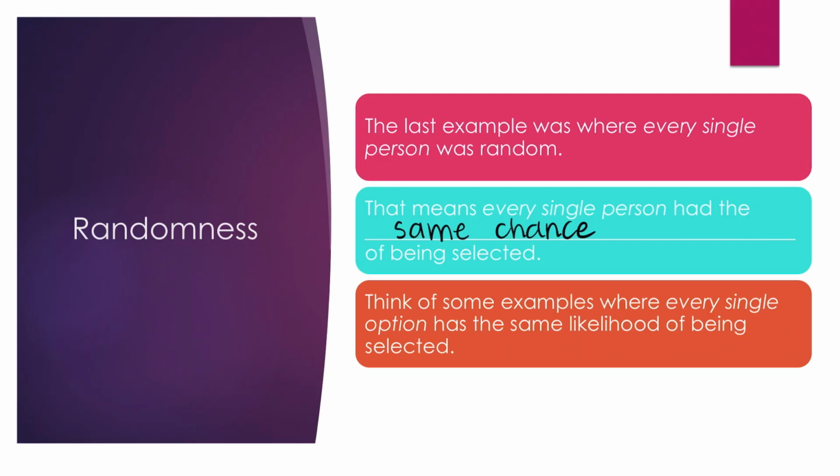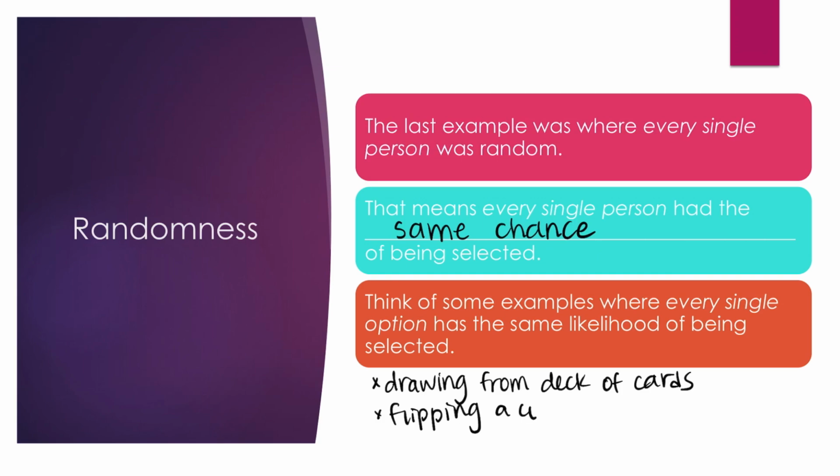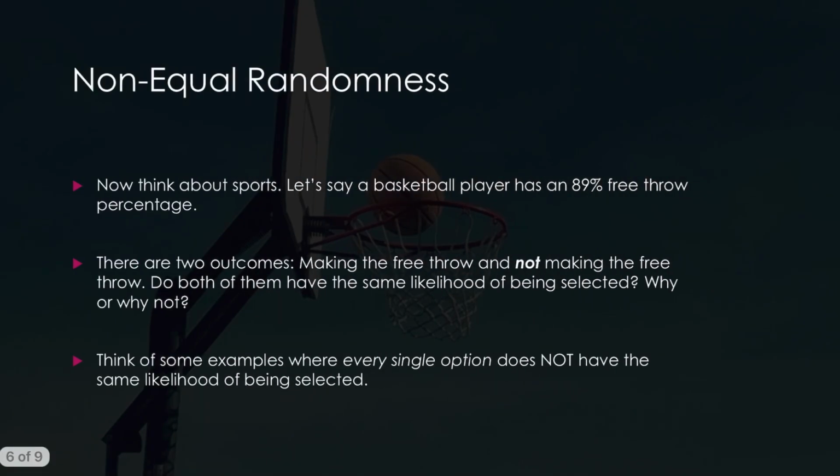So let's think of some examples where every single option has the same likelihood of being selected. Maybe like drawing from a deck of cards. Every card has the same probability. Or flipping a coin. Just think of some things where every single option has the same probability of being selected. And that's kind of like, I'm going to call it equal randomness. Everything has the same probability of being selected. But then we also have non-equal randomness.